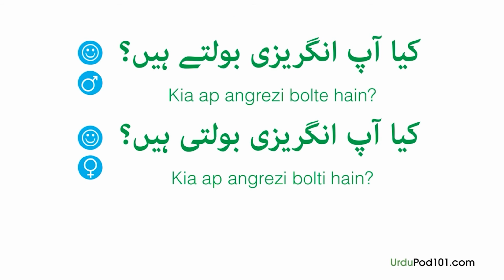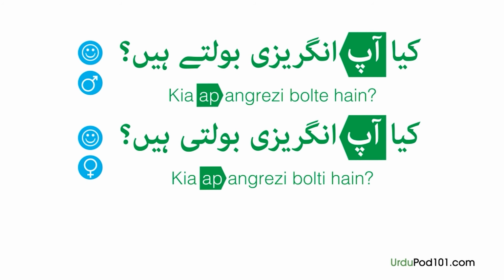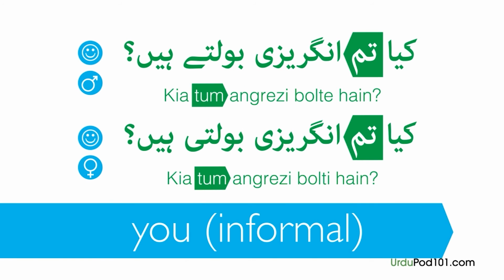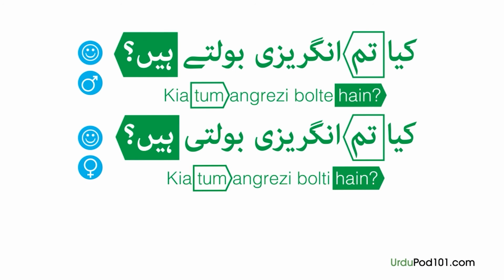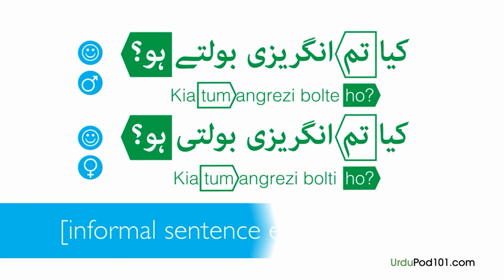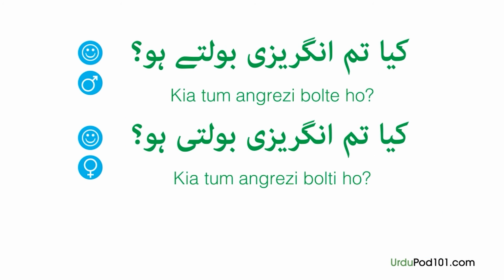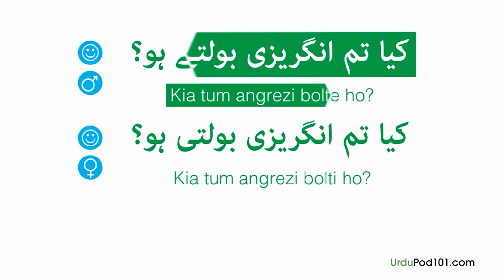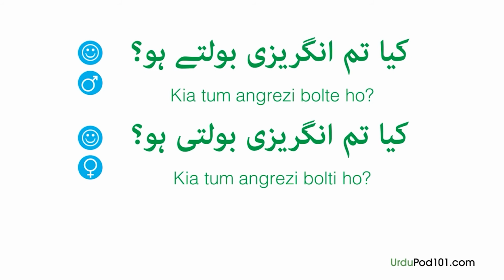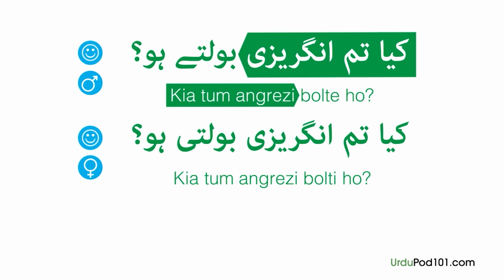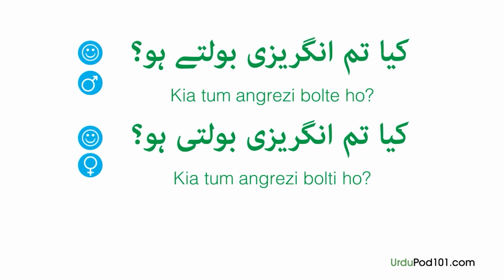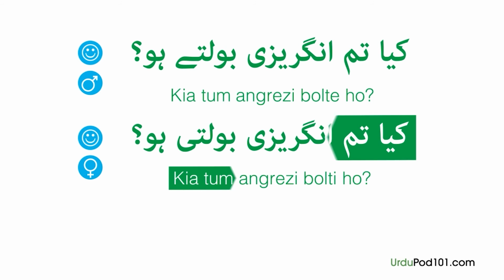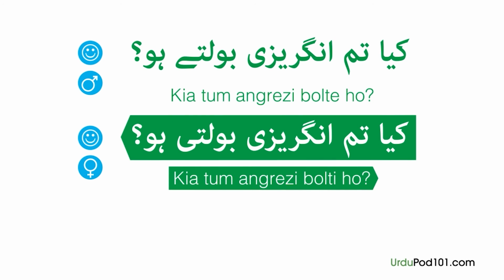Now let's make this sentence informal. First, we need to use the informal version of you, which is tum. If we change the word for you, we will also change the sentence ending particle to ho. Everything else stays the same. When speaking to younger people, it's acceptable to use this informal form, in which case you will say, kya tum angrezi bolte ho? To ask a young man or a boy, kya tum angrezi bolte ho? And when you're asking a young woman or a girl, you will say, kya tum angrezi bolti ho?